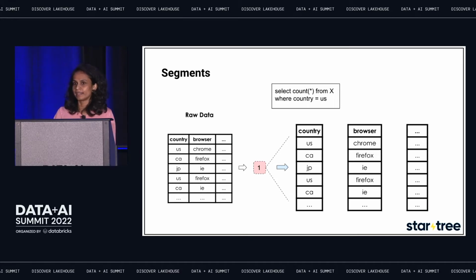But now without any indexing, if you get a query like this, where you have a filter predicate on country, you would pretty much have to scan the whole column and then figure out exactly which records have the value you're interested in. So on top of this, we can keep building a lot of interesting indexes to reduce the number of documents that you have to scan to get your answer.